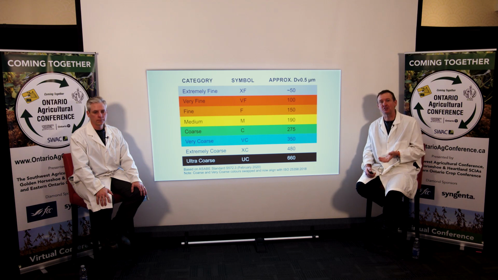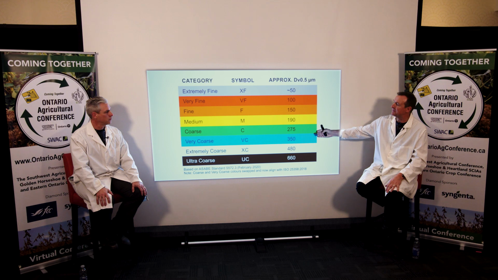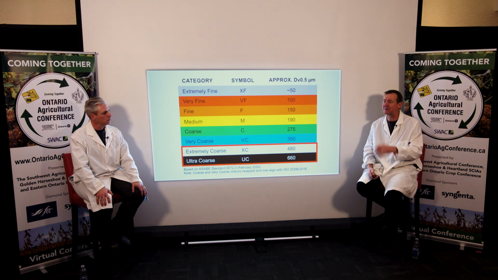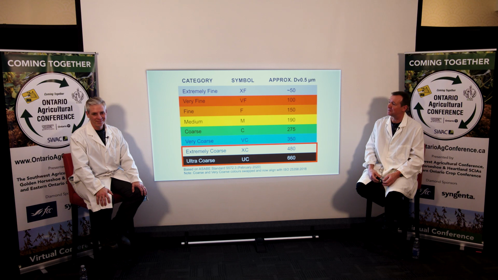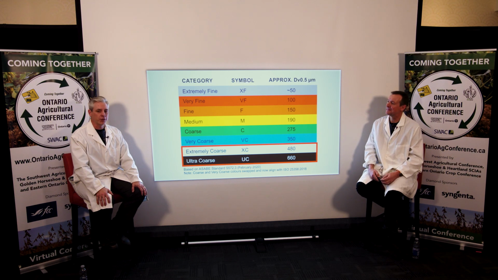These are international categories, and we typically are targeting a spray that'll likely be in the medium to coarse category for most herbicides. In some cases, we'll go to very coarse sprays for extra drift control. But we do have this special category down here, the extremely coarse to ultra coarse. What on earth could that be for? And that's designed to drive me crazy.